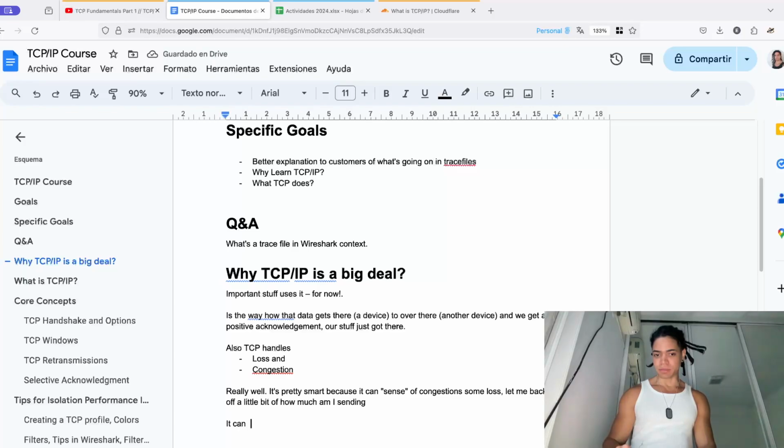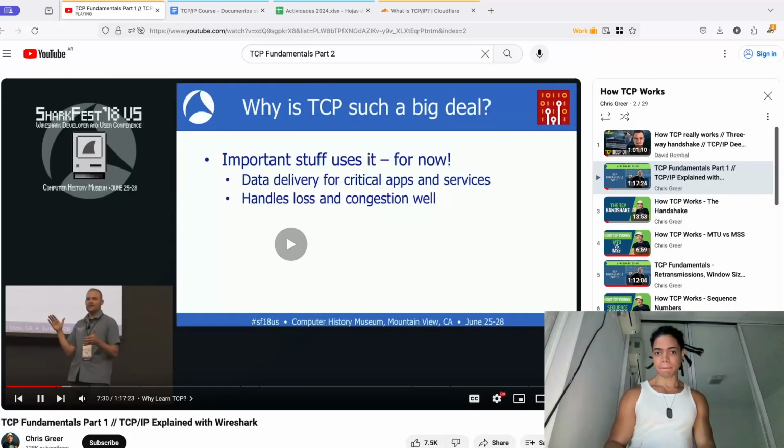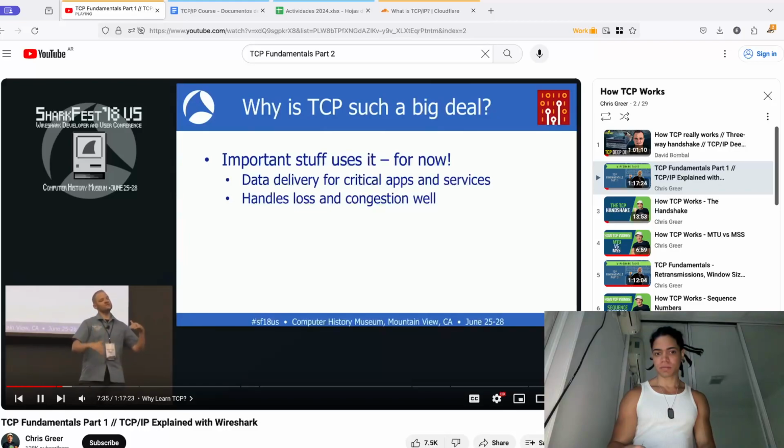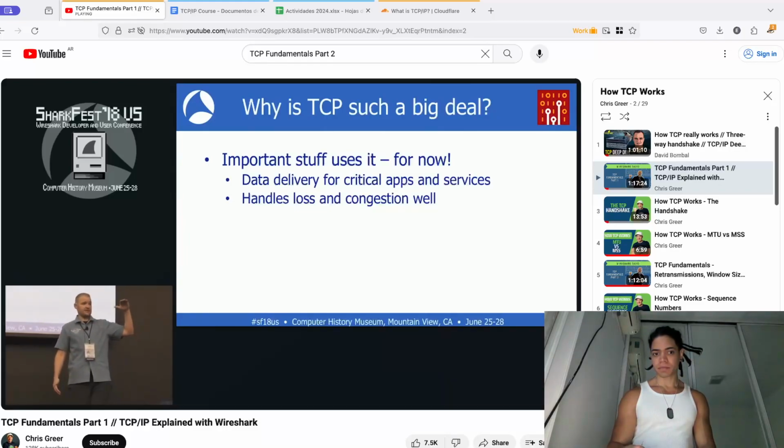How much am I sending? It wants to figure out, especially with a large data transfer, what is the best rate to send it. It wants to figure out what's the best rate that I can send this at.